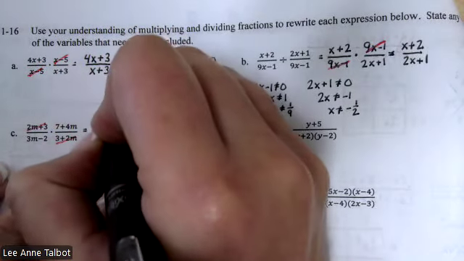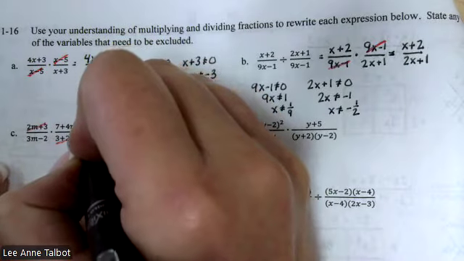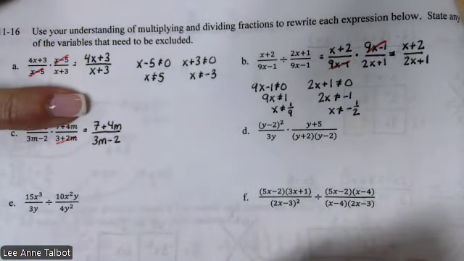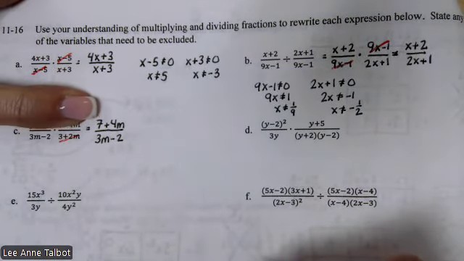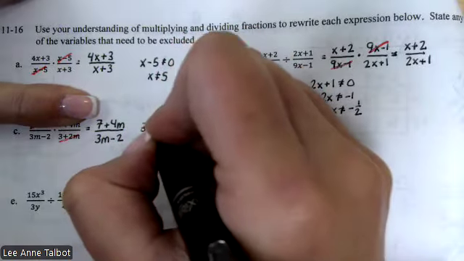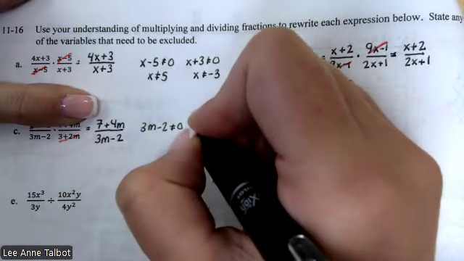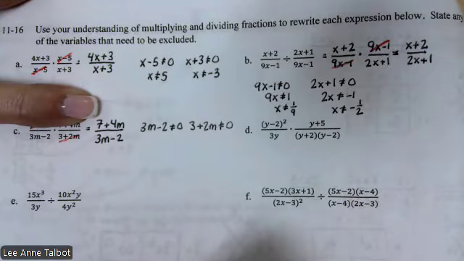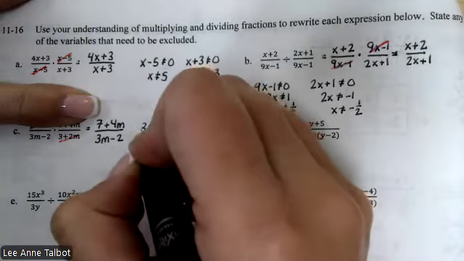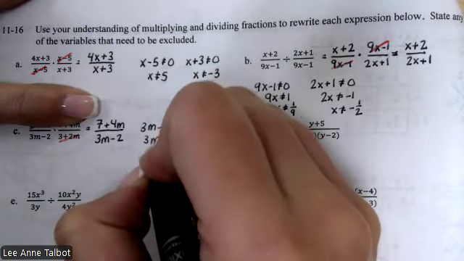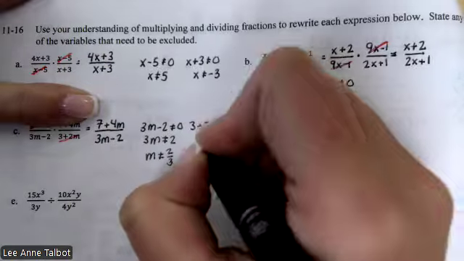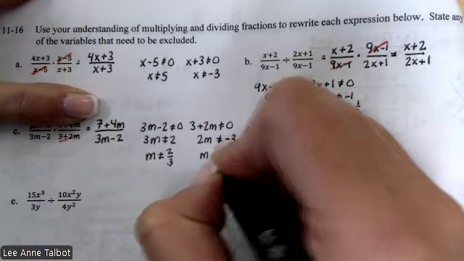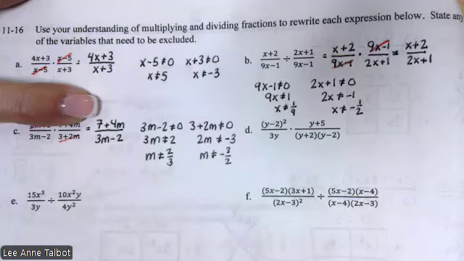7 plus 4m over 3m minus 2. Okay, and then I look at the original problem denominators. 3m minus 2 cannot equal 0. 3 plus 2m cannot equal 0. 3m cannot equal 2, so m cannot equal 2/3. 2m cannot equal -3, so m cannot equal -3/2.